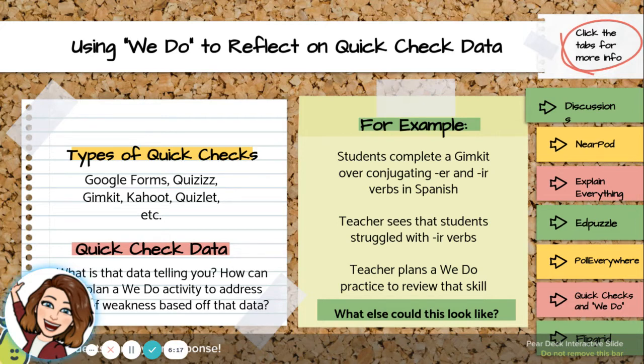And then you can review that data and think about what it is telling you. How could you use a We Do activity to address that data? And then maybe on Friday you pull a small group and you go over the skill that was lacking in that data from your quick check.